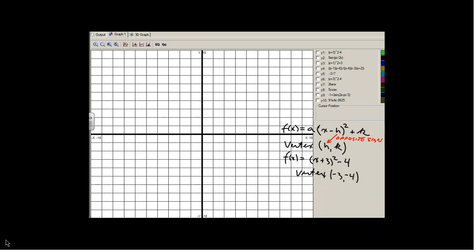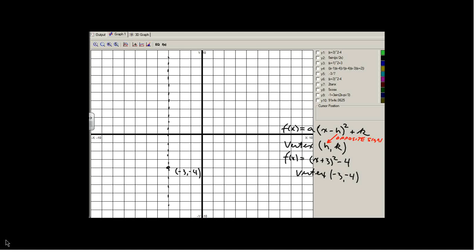So let's graph that. There's (-3, -4). The axis of symmetry lies on the vertex. Let's dash in the axis of symmetry. This will help us with our graphing.